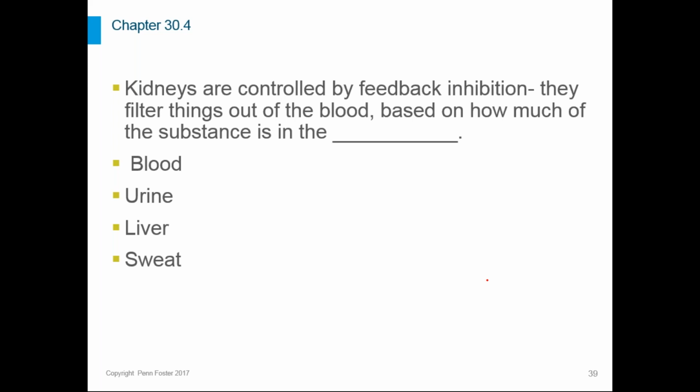So remember, feedback inhibition: the result of the process is what controls whether the process happens. So they filter things out of the blood based on how much of the substance is in the blood. So if there's a lot of salt in the blood, then they'll take salt out of the blood. If there's a lot of glucose in the blood, they'll take glucose out of the blood. If they're taking glucose out of the blood and then blood starts coming to the kidneys and it now has normal amounts of glucose, then they stop taking glucose out of the blood.